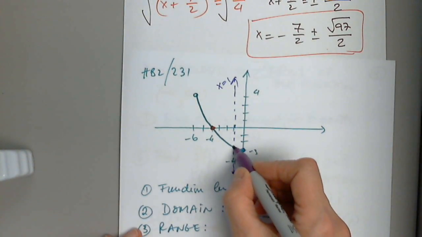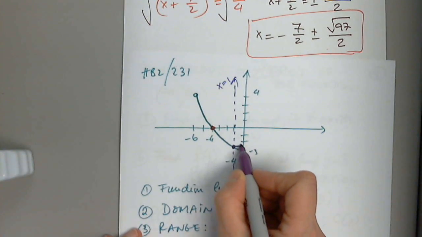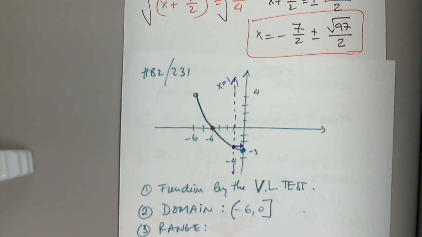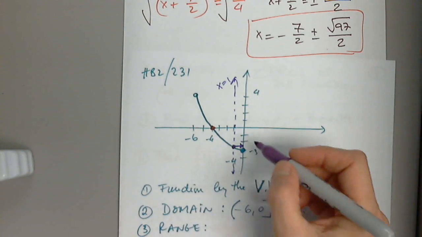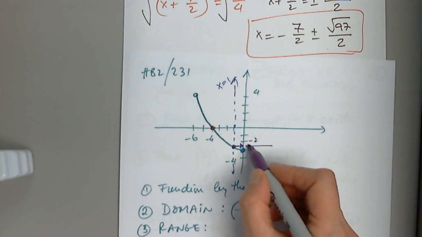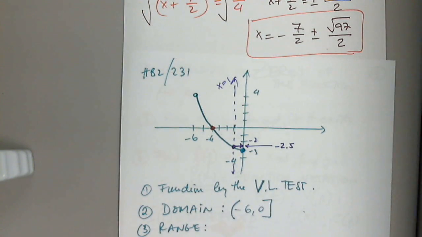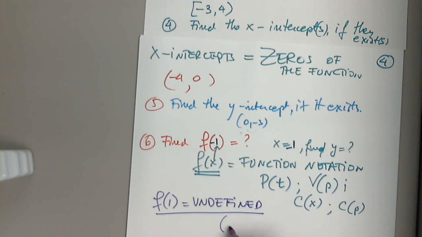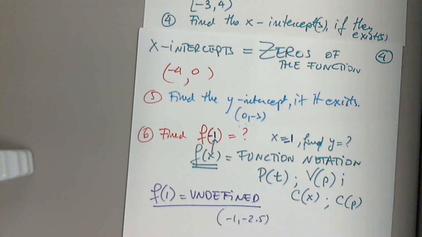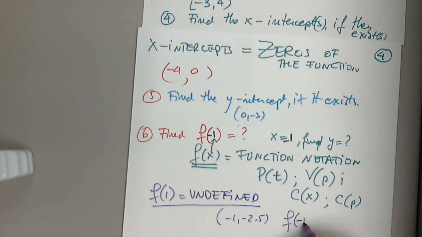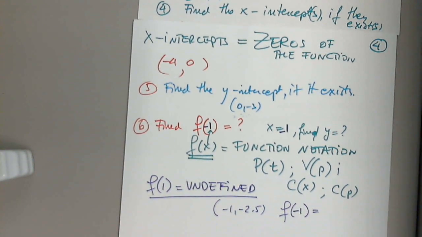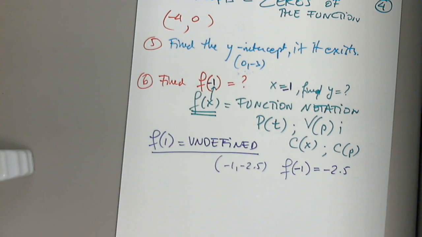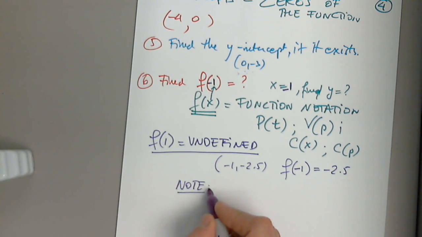Okay, so it crosses the graph of the function in a point. Of course, I'm not going to be able to read an exact number, but it doesn't matter. Let's read from my graph. If this is -2 and this is -3, let's say that this is -2.5. So which point am I reading from? I'm reading from the point -1, -2.5, which is, this is very important to write, that f of -1 equals -2.5.